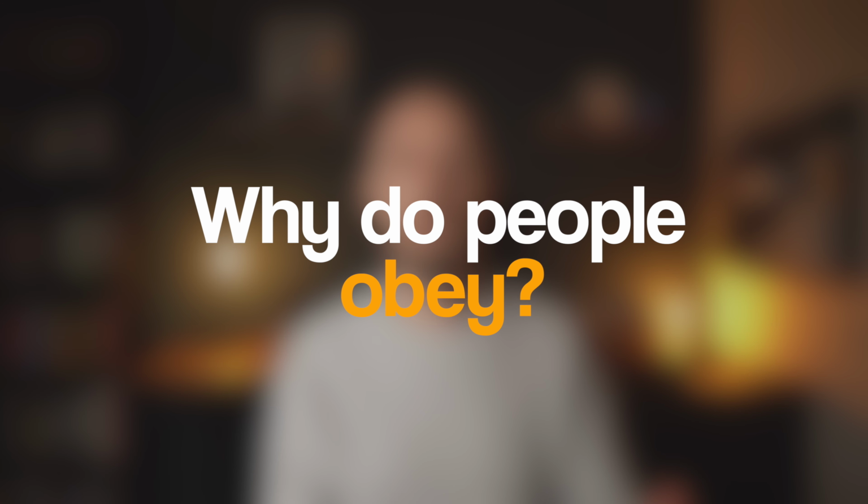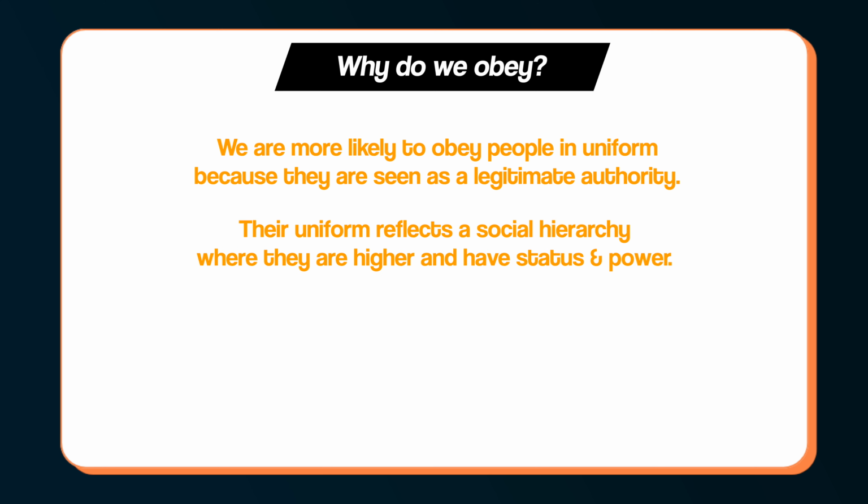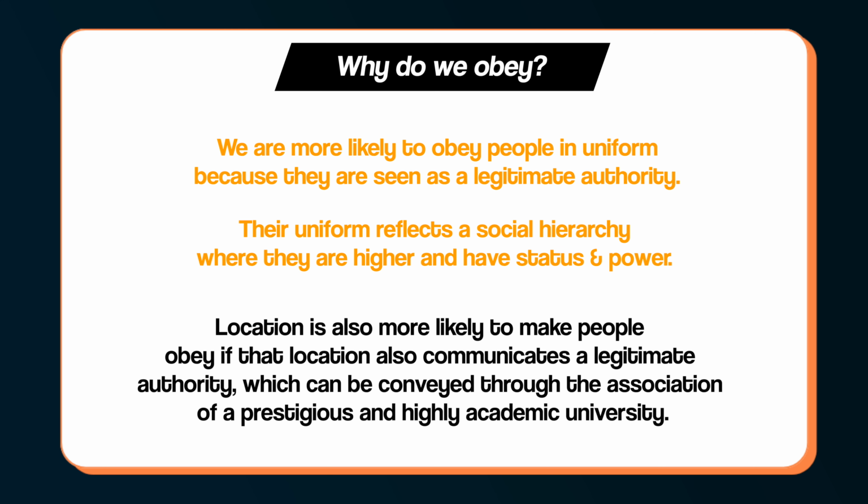So what are the reasons why people obey, and how can we discuss this? Well, we're more likely to obey people in uniform because they are seen as a legitimate authority. Their uniform reflects a social hierarchy where they are higher and have status and power. Location is also more likely to make people obey if that location communicates a legitimate authority, which can be conveyed through the association of a prestigious and highly academic university. To discuss this, we can then evaluate Milgram's research into situational variables.